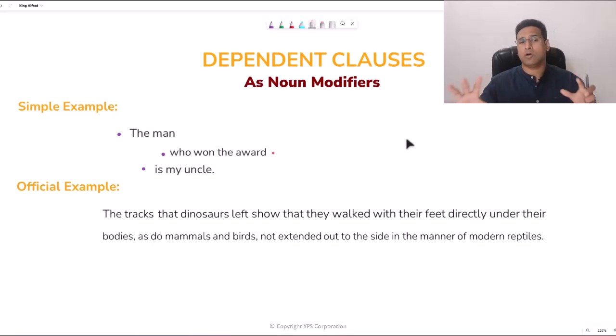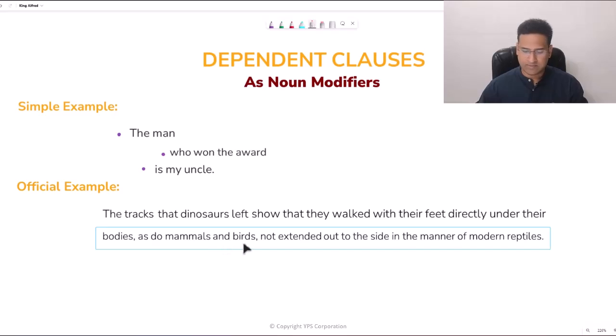Okay, so there's a lot going on here. I'm not going to get into every bit and piece of information in the sentence. I'm going to try to single out the noun modifying clause. See if you can cut ahead and spot it before I get there. All right, so the tracks that dinosaurs left show that they walked.